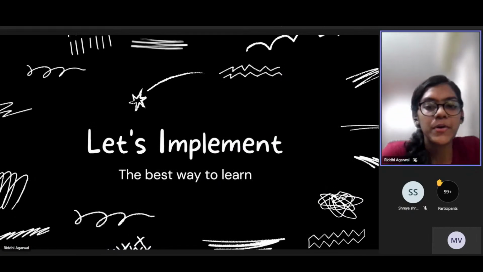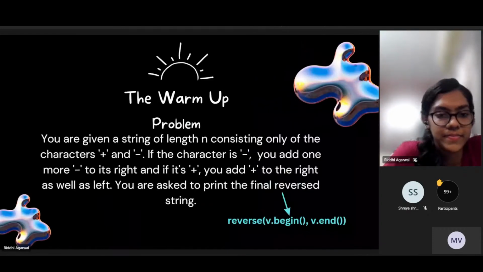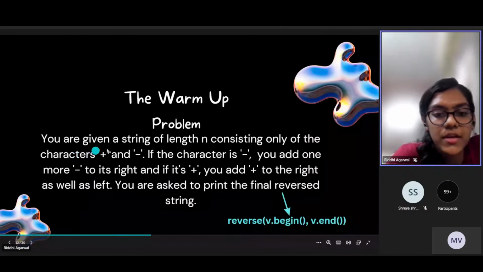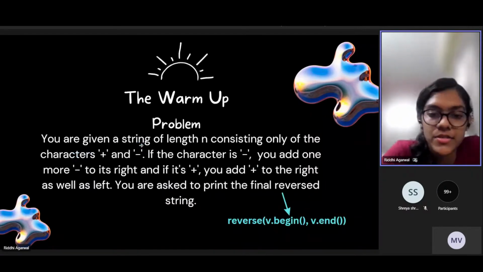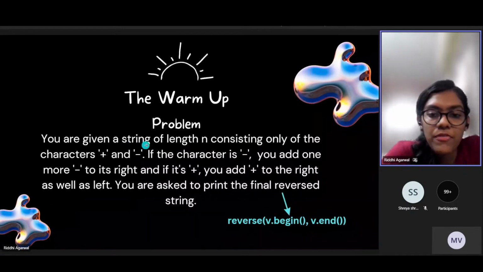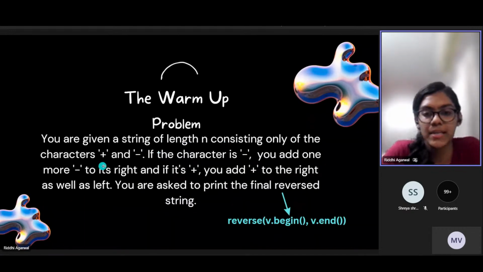Now we'll be moving on to a problem related to vectors. So the problem statement is, you are given a string. A string is basically an array of characters. So that is what you can refer to it as right now. Of length n, consisting only of the characters plus and minus.